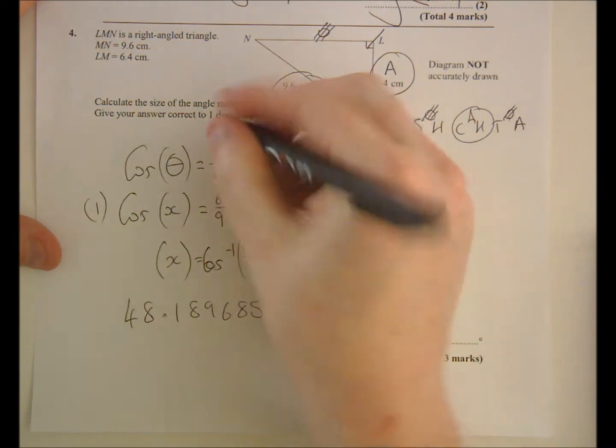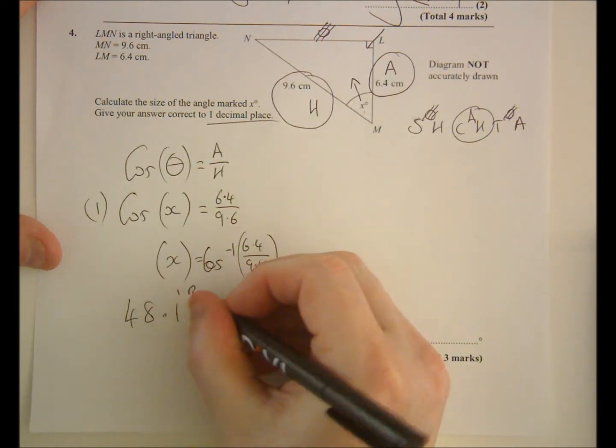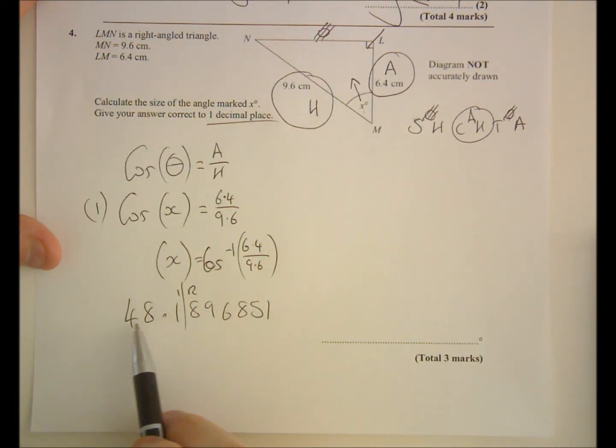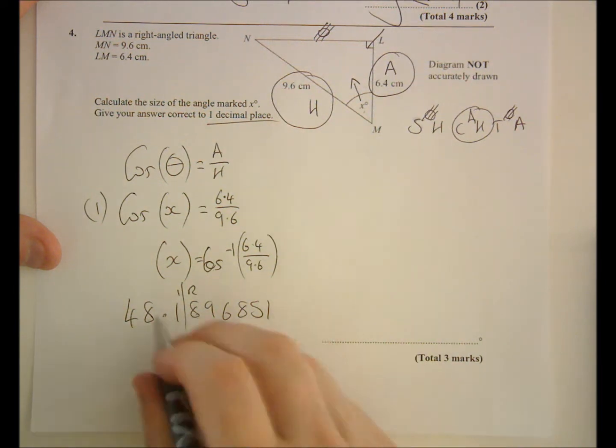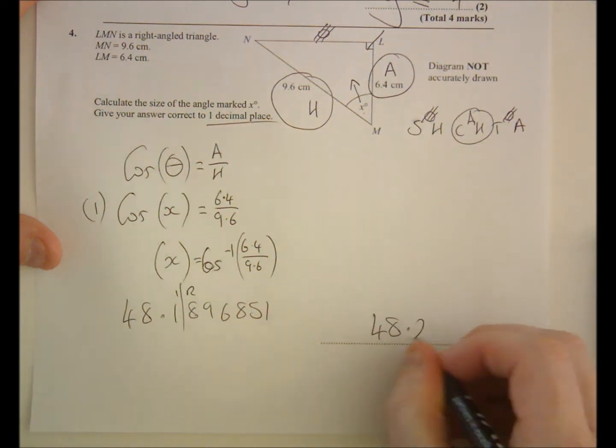We're rounding to 1 decimal place, so 1 rounding number, so 48.1 or 48.2. The rounding number rounds us up to 48.2.